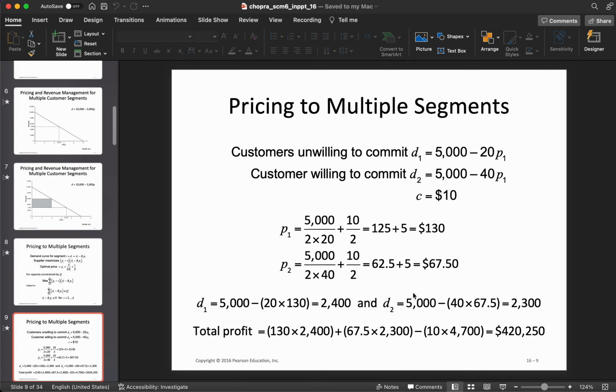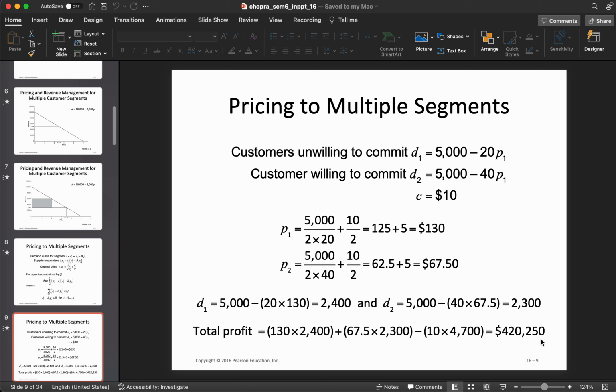So by doing more, you will actually make less money. The reason for that is if you make more units and you're trying to sell them all, then you'll have to sell them at a lower price. Otherwise, you will not be able to sell all of them, right? If you're selling them at a lower price, your revenue is going to be lower. So what this is telling you is that the best thing you can do is price one segment at 130, the other segment at 6750, and sell 4,700 units in total. Your total profit will be 420,250, and that's the best that you can do.